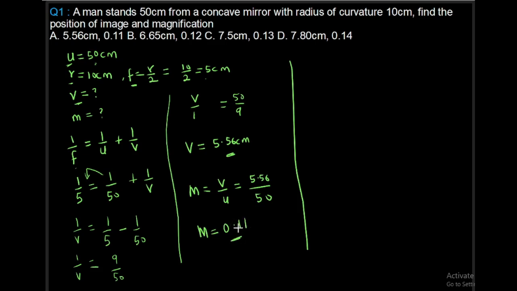Magnification does not have any units. Here you have cm dividing cm, 5.56 cm divided by 50 cm. The cm will cancel cm. So this is the magnification. So our answer is image position 5.56 cm and magnification 0.11. So that's option A.